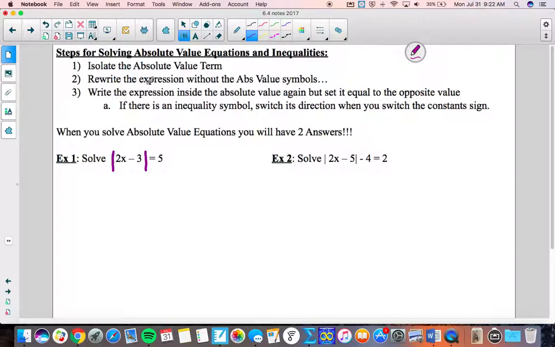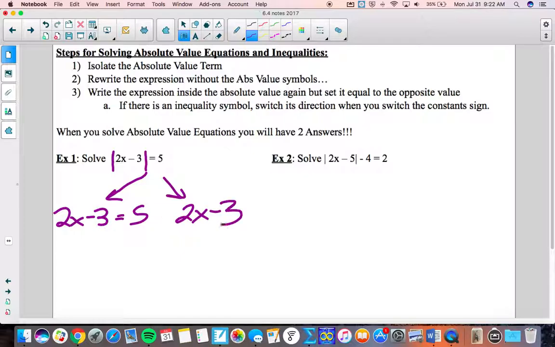We're going to rewrite the expression without the absolute value symbols. So we have 2x minus 3 equals 5. Now we're going to write the expression inside the absolute value sign that we're taking away again, but we're going to set it equal to the opposite value. So rewrite this expression again over here. I like to actually show arrows that I'm splitting this into two problems to give me my two solutions to the distance that makes it true. So 2x minus 3, boom, we write that completely equivalent. But then on the right side of the equal sign, or whatever that distance is, we're going to make opposite. So instead of 5, we're going to go -5.